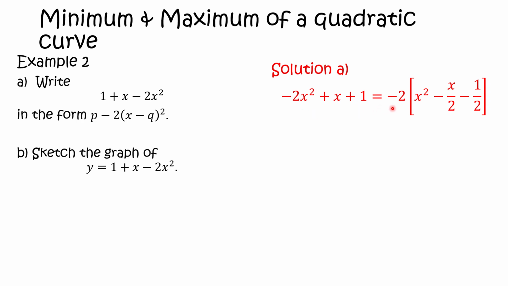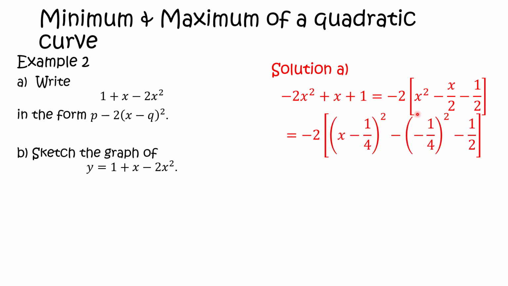And of course, we can factor out that negative 2 so that the coefficient of x squared is 1, so that we have it in this form: minus 2 times (x squared minus x over 2 minus 1 over 2). Then whatever is inside the parentheses, we can apply the completing the square method on. So we take half of the coefficient of x, which was minus a half. Half of that would be minus a quarter. Then we square that and subtract it, also keeping our constant term, which was minus 1 over 2.